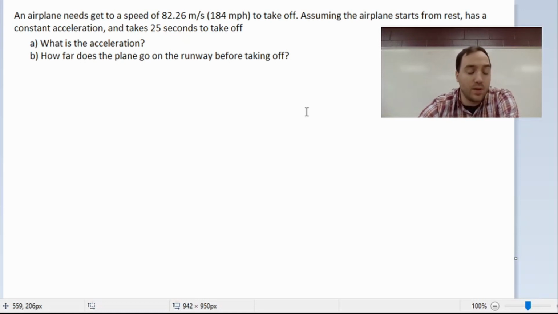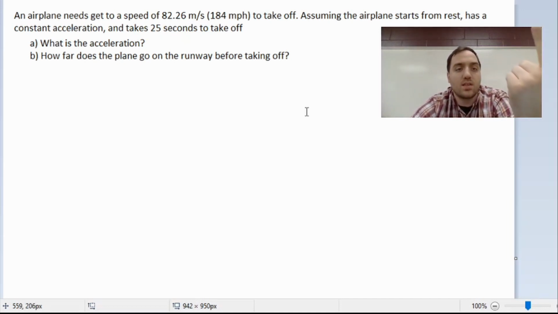So for instance, an airplane, a Boeing 747 to be precise, needs to get to a speed of 184 miles per hour, which I've already converted for you to 82.26 meters per second, to take off. Assuming the plane starts from rest, has a constant acceleration, and takes 25 seconds to take off, what is the acceleration, and how far does the plane go on the runway before taking off?